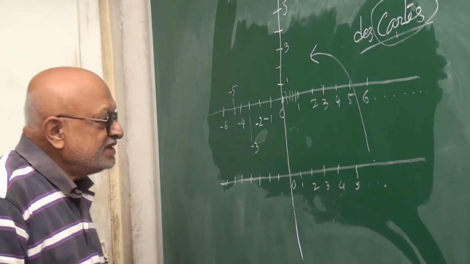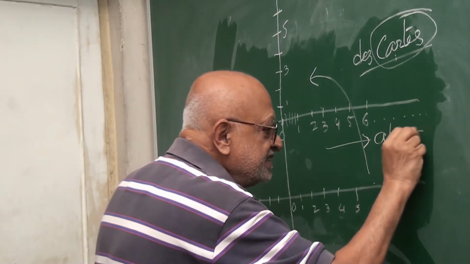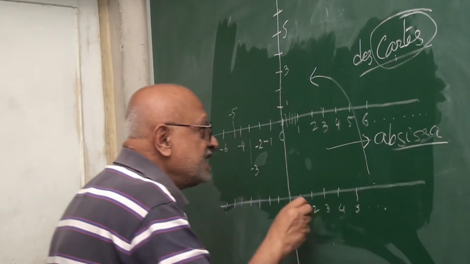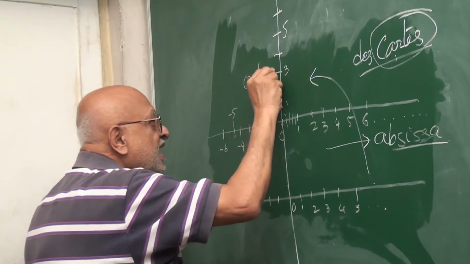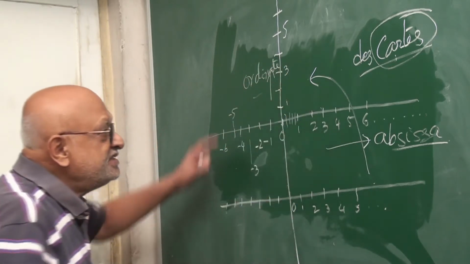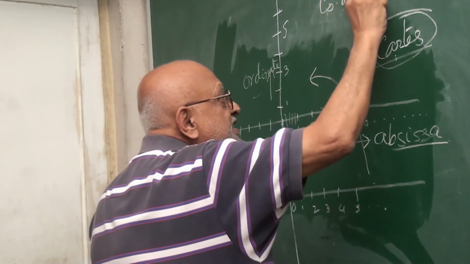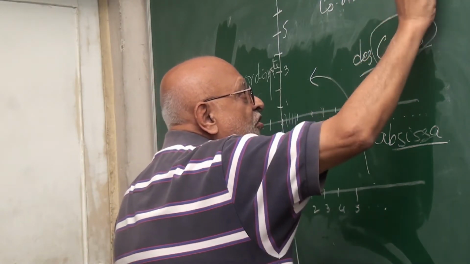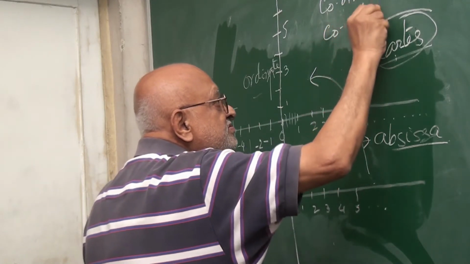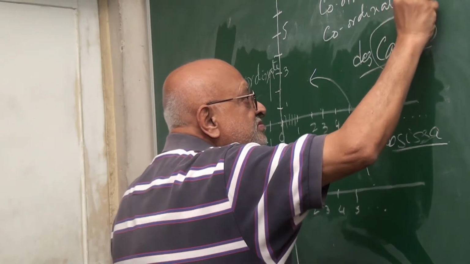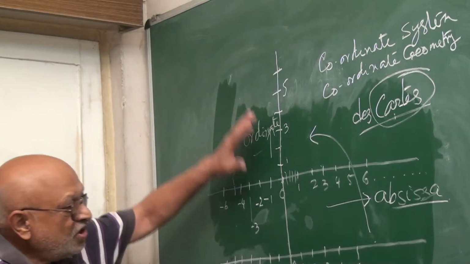Okay, now in this coordinate system, this side is called the abscissa, and this one is called the ordinate. And the whole thing is called the coordinate system or coordinate geometry. Okay, now we are clear on this concept.